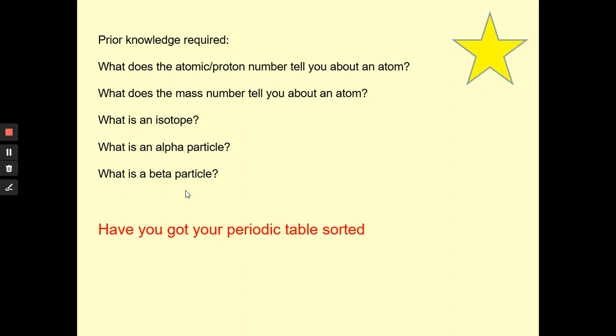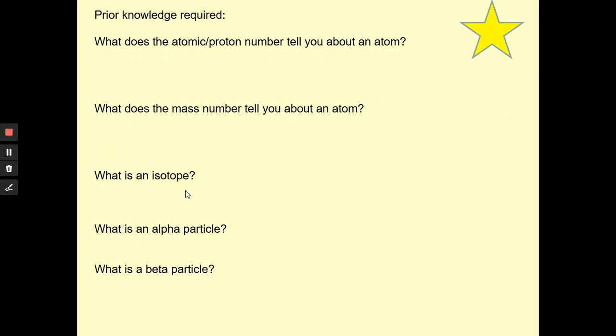Now, also on this slide, you've got that quick reminder of, have you got that periodic table sorted? How did you get on with the prior knowledge? What does the atomic or proton number tell you about an atom? Well, it defines the element. Remember, all atoms of the same element have the same proton number. And remember, on a periodic table, that's the number in the bottom of the box underneath the nuclear symbol.